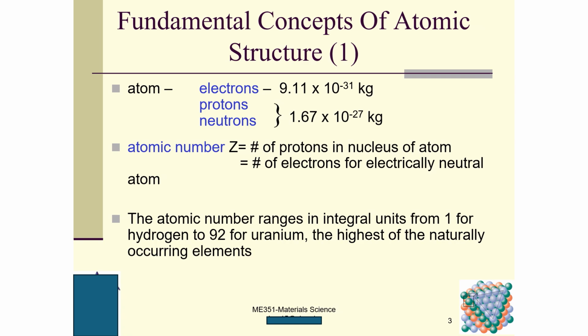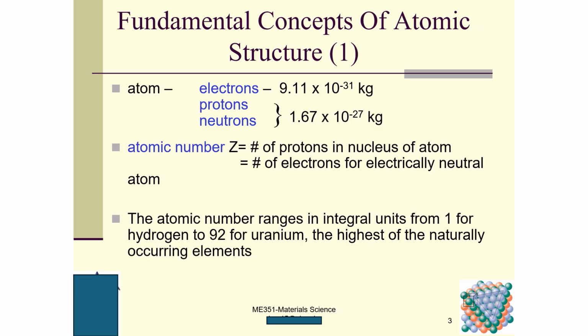In addition to electrons, we have protons and neutrons for each of these atoms. The mass of protons and neutrons is 1.67 e negative 27 kilograms. So this is the atom. Each atom usually contains electrons, protons, and neutrons.